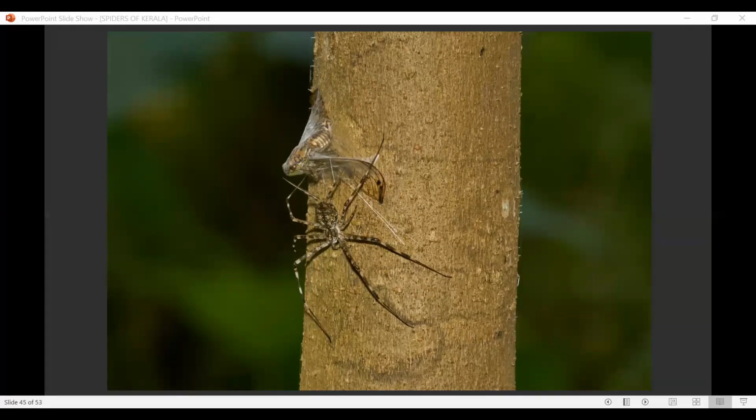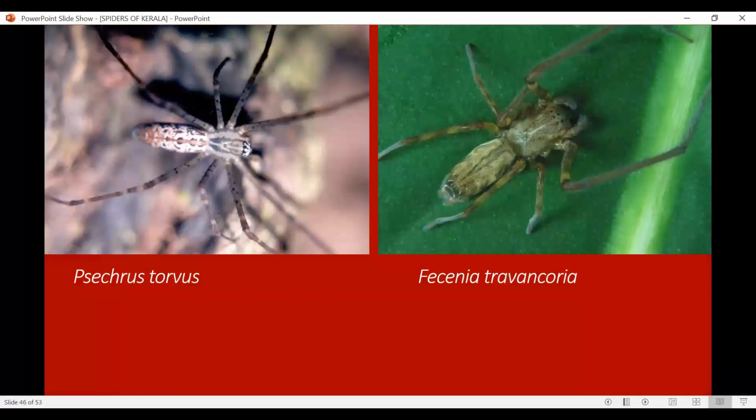The next family that I would like to show you is the Cithaeronidae, with Cycrus torvus. It's a very widely represented family, present in many parts of the Asian region. Then Phaeacius travancoricus. Only two genera are there in this family. There are not many genera, but about 70 species are there. And evolutionarily, recent studies show that this family is very close to Oxyopidae, or lynx spiders, as well as Lycosidae and also Pisauridae.